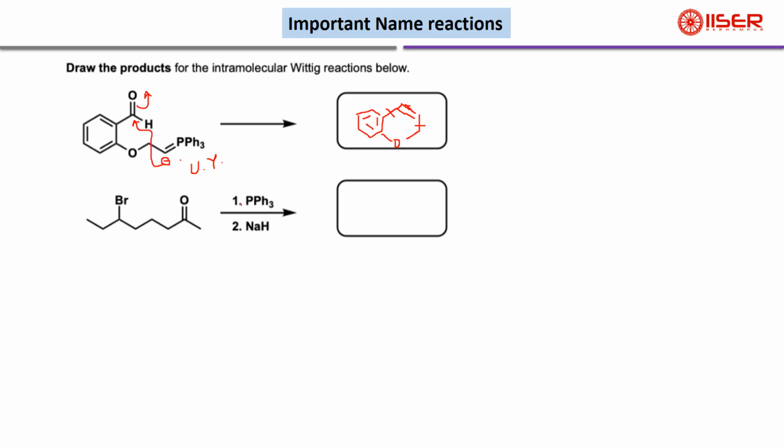Now what happened in this case? At first instance, you might think there is no halide. Then how will the reaction perform? In this case, they have given an alkyl bromide and PPh3. So that means the halide will form in situ. The halide will be generated in the medium, and that will react with our ketone. So if we go step by step, this PPh3 will react with this alkyl bromide. This will attack here and bromine will be eliminated.